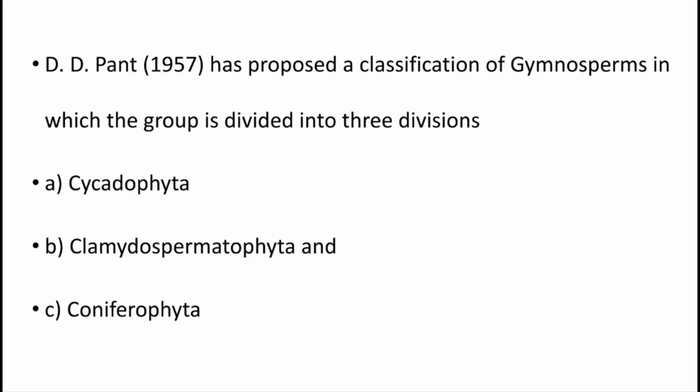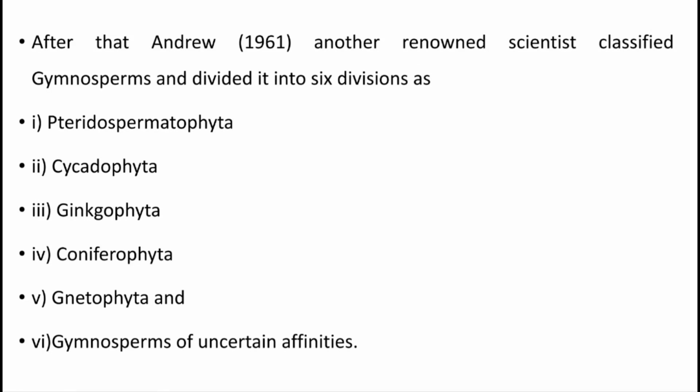Then Pilger classified gymnosperms into 3 divisions: Cycadophyta, Chlamydospermatophyta, and Coniferophyta. Then Andrews in 1961 classified gymnosperms into 6 divisions: Pteridospermatophyta, Cycadophyta, Ginkgophyta, Coniferophyta, Gnetophyta, and gymnosperms of uncertain affinities.